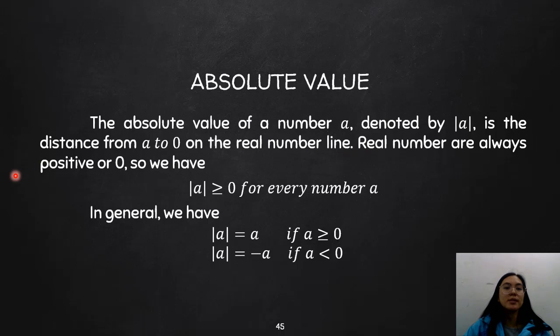Real numbers are always positive or 0, so we have the absolute value of A is greater than or equal to 0 for any number A. So in general, the absolute value of A is equal to A, or the absolute value of A is equal to negative A if and only if A is less than 0.